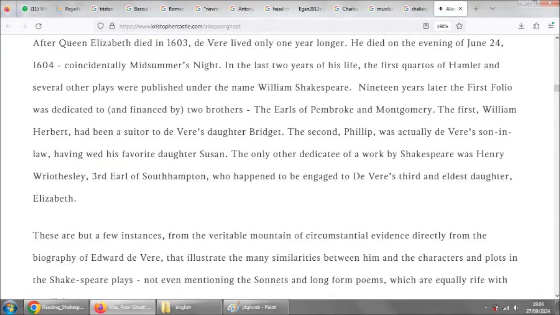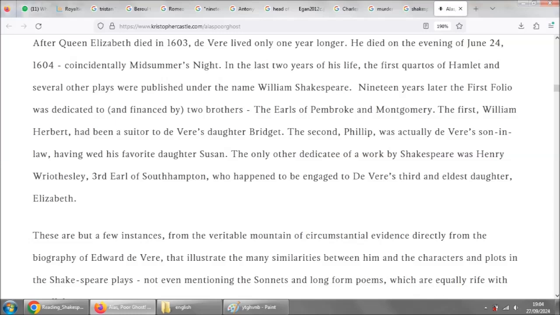So after Queen Elizabeth died in 1603, De Vere lived only 1 year longer. He died on the evening of June the 24th, 1604, coincidentally, Midsummer Night. In the last 2 years of his life, the first quarto of Hamlet and several other plays were published under the name William Shakespeare. 19 years later, the first folio was dedicated to and financed by two brothers, the Earls of Pembroke and Montgomery. The first, William Herbert, had been a suitor to De Vere's daughter Bridget. The second, Philip, was actually De Vere's son-in-law, having wed his favourite daughter Susan.